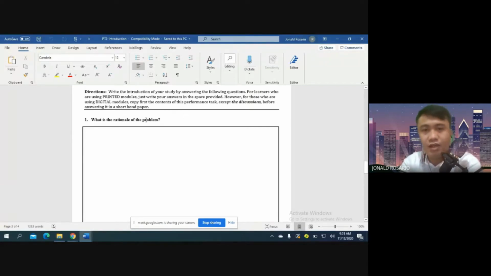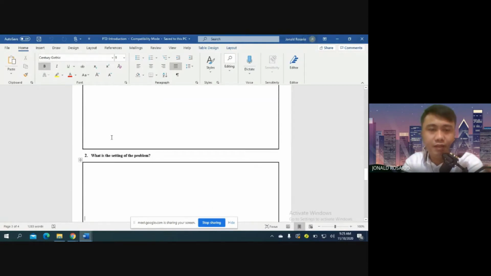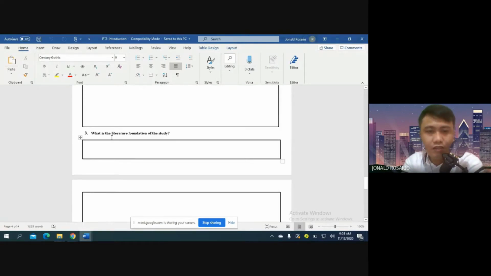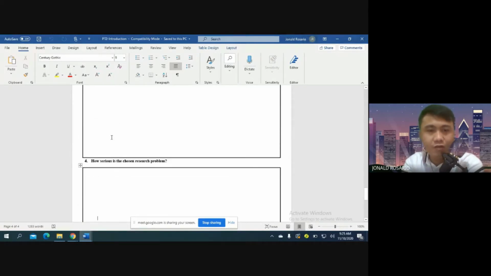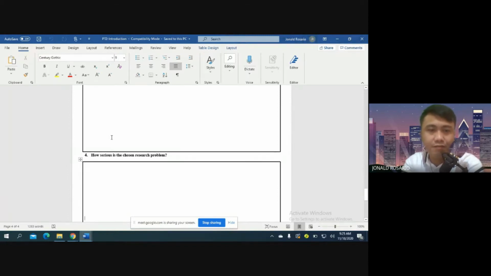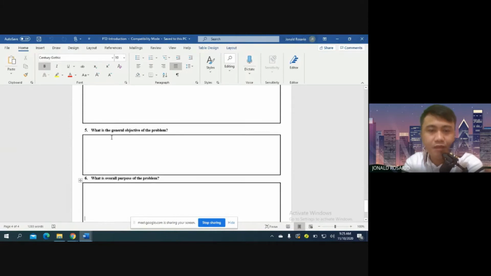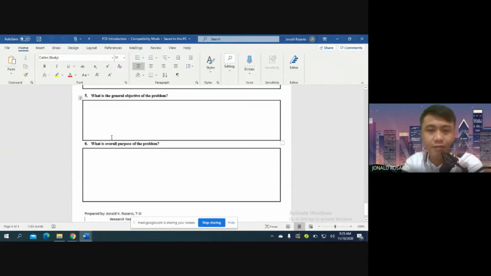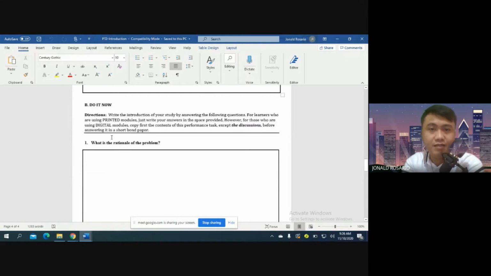So what is the rationale of the problem? Ano yung rationale of the problem ng study ninyo? Ilagay ninyo dyan sa box. Ano yung setting ng problem? Ano yung literature foundation of the study? Ano yung how serious is the chosen research problem? What is the general objective of the problem? What is the overall purpose of the problem? And nandito na rin yung mga example sa taas. Okay?